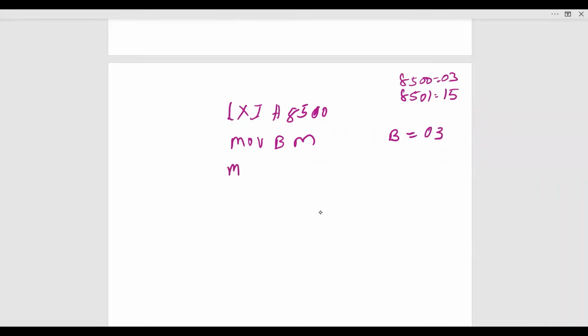Now we'll consider the register C and initialize it with 0, so that we can store the quotient in C. Next, increment HL. Now the HL pair will be incremented to 8501. Now move A comma M. That is, move the contents of the memory location pointed to by the HL pair, that is 8501, which contains 15, to the accumulator. Our accumulator contains 15.